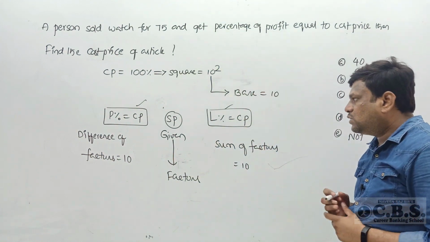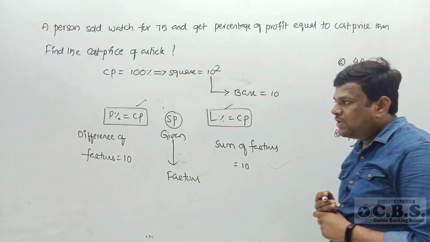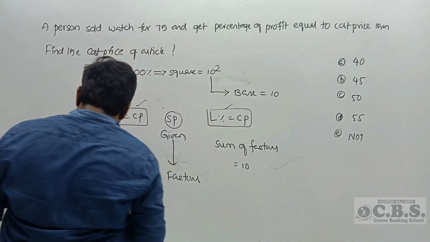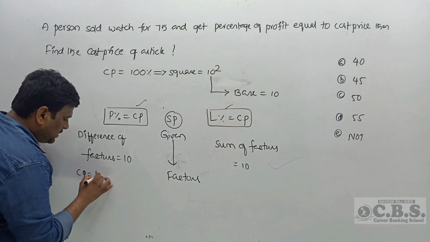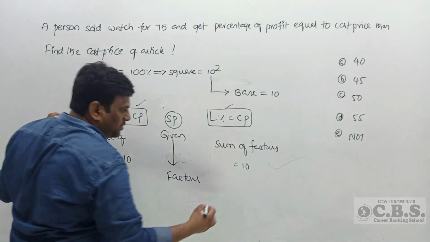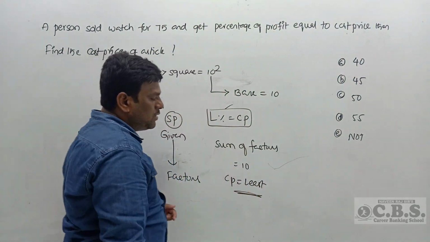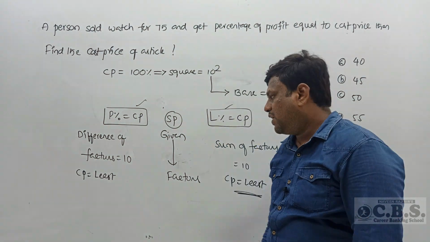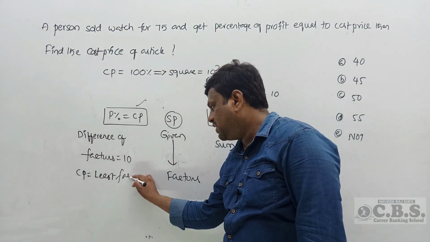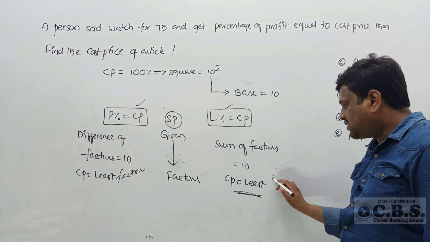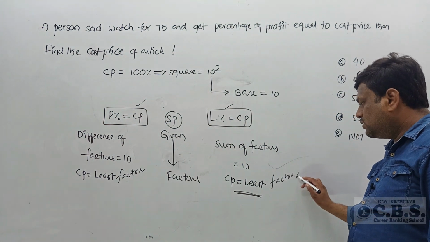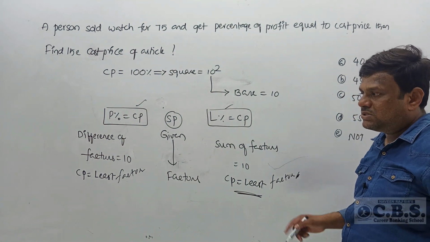And the sum of factors is equal to what is this? 10. Okay, so here the cost price is the least value. Cost price is least. Here also the cost price is the least value. Which factor do you take for cost price? The least factor. The highest factor always gets a negative value, so that's the consideration: you take the least factor.